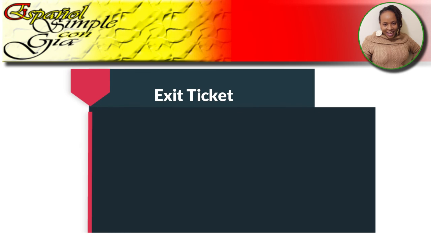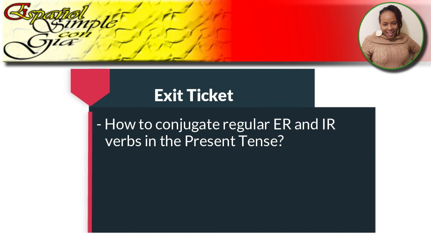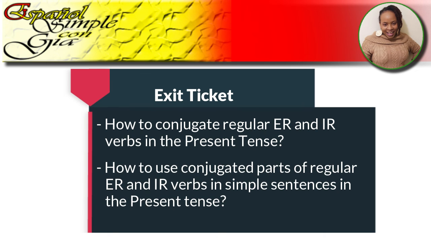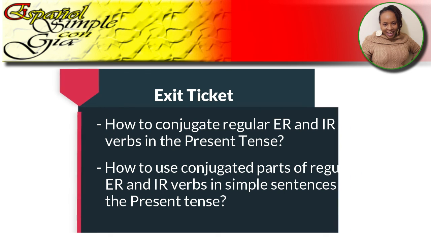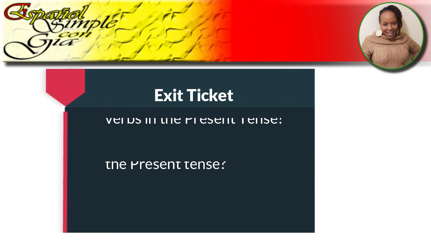It's time for exit ticket. Do you know how to perform the following tasks in Spanish? How to conjugate regular ER and IR verbs in the present tense? How to use conjugated parts of regular ER and IR verbs in simple sentences in the present tense? I hope you answered yes to those questions, but if you didn't, simply watch the video again.